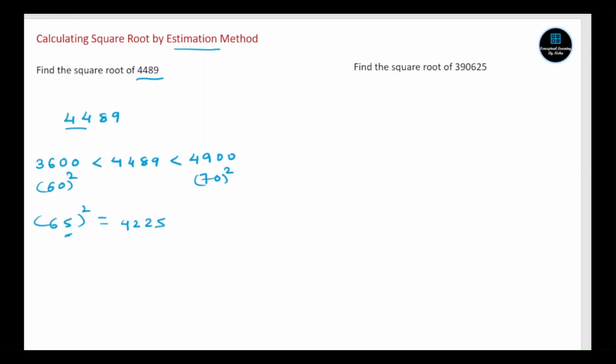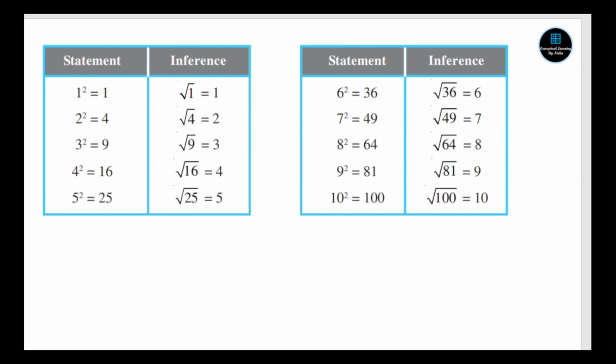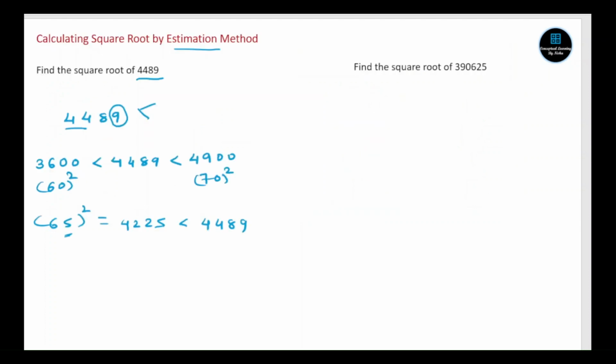Now 4489 is greater than this number. So this is less than 4489. So I know that the square root of this number is lying between 65 and 70. Okay. Now as the number is ending in 9, I know with the help of this table that the squares of 3 and 7 both end in 9, right? So I can say that it can be 3 or 7 at the end.